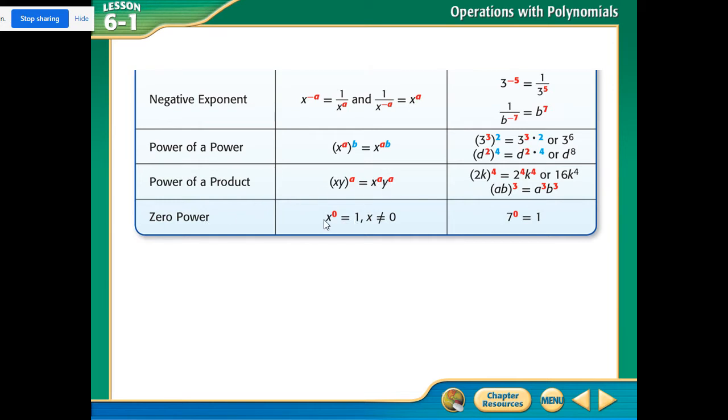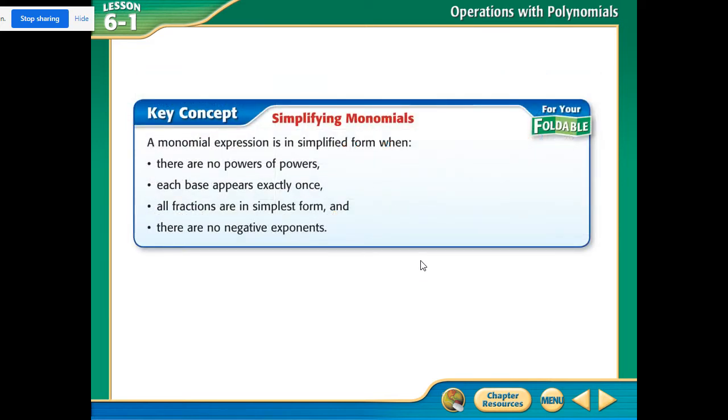And then anything to the 0 power is just 1, or we usually don't even have to write it. So 7 to the 0 power does equal 1. So if they cancel out, then we don't need to even write it on there. That's what that's for. So let's go ahead and do some examples. Oh, I'm sorry. One more key concept.